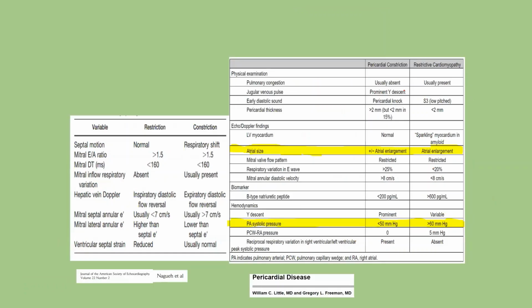Good. Now, one of the major things we usually ask a lot in the exam is these two: the pulmonary artery systolic pressure and the atrial size. So we ask, the atrial size is bigger where? In restriction or constriction? In restriction. And the pulmonary artery systolic pressure is higher where? In restrictive cardiomyopathy. Yes. Okay.